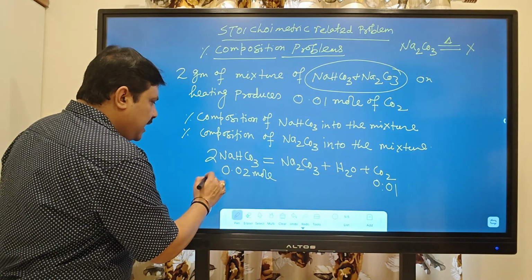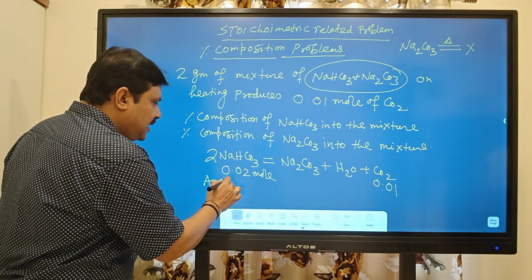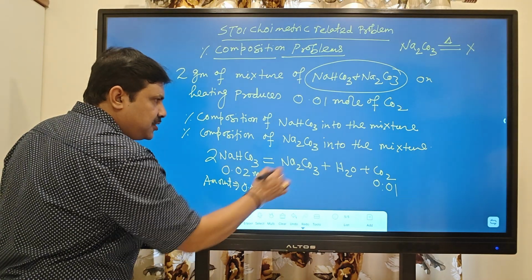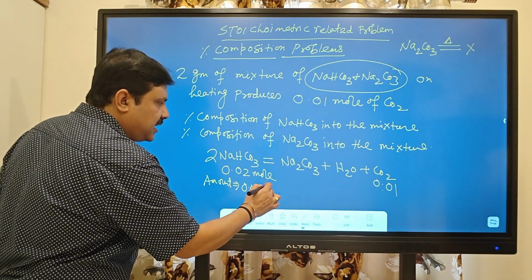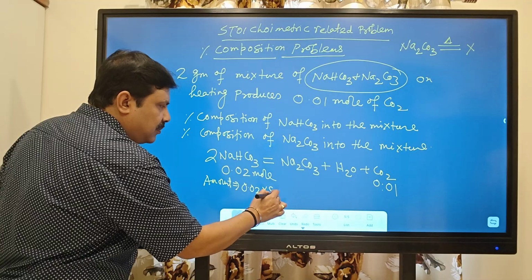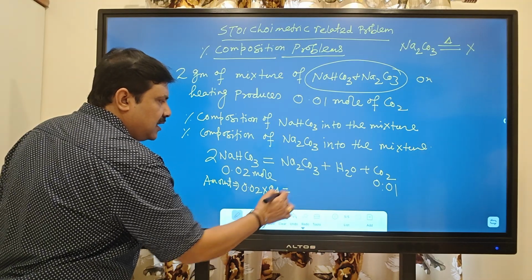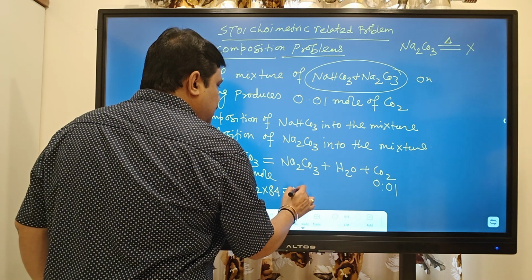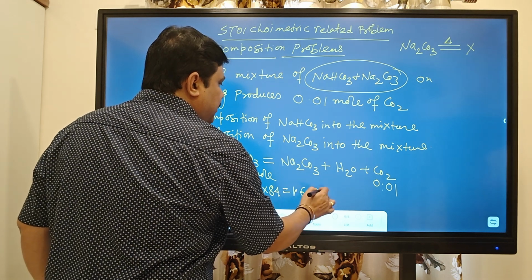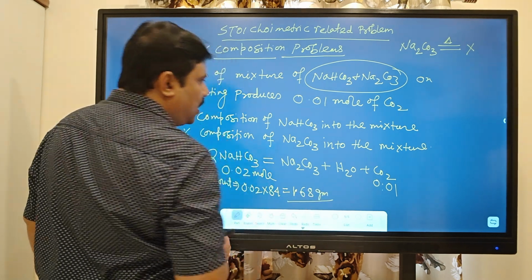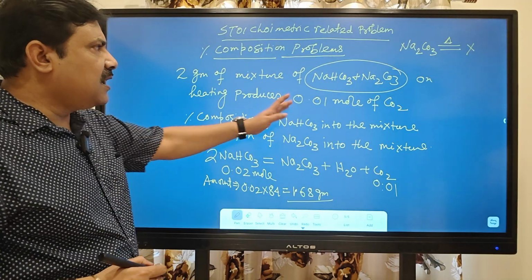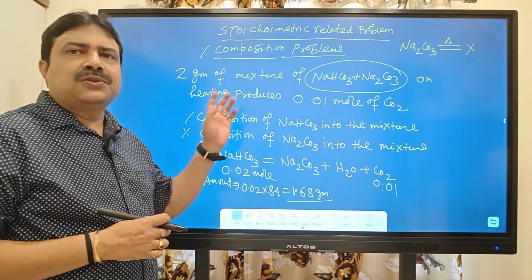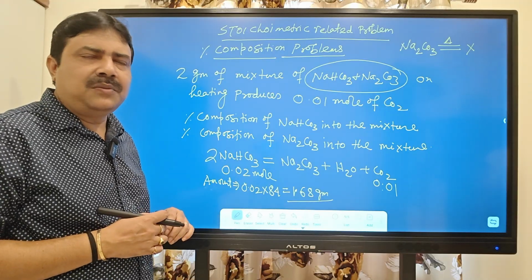So the amount of sodium bicarbonate, which is giving 0.01 mole of carbon dioxide, is nothing but this mole into molar mass. The molar mass is how much? 84. So that is 1.68 gram. That means we came to know that whatever carbon dioxide is given, it is coming from sodium bicarbonate only, because sodium carbonate is a thermally stable carbonate.